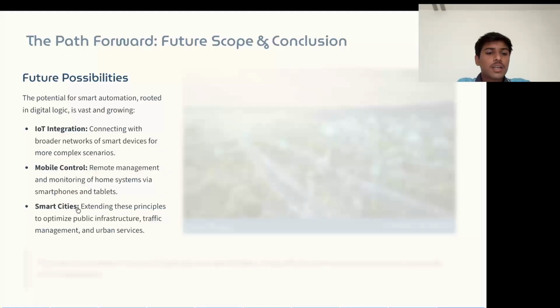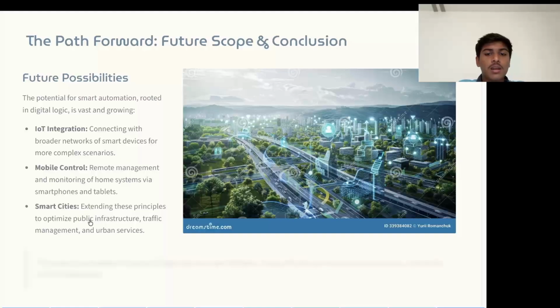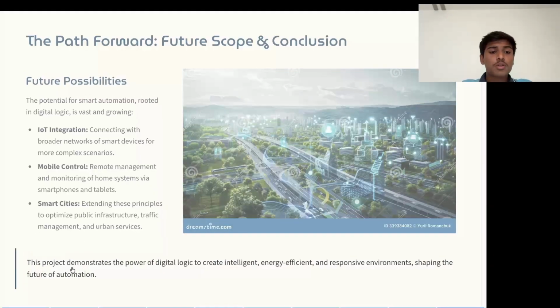Smart city: expanding this principle to optimize public infrastructure, traffic management and urban services. Our conclusion is that this project demonstrates the power of digital logic to create intelligent, energy efficient and responsive environments, shaping the future of automation. This project demonstrates our future automation, shaping responsive environments to save energy and improve energy efficiency.